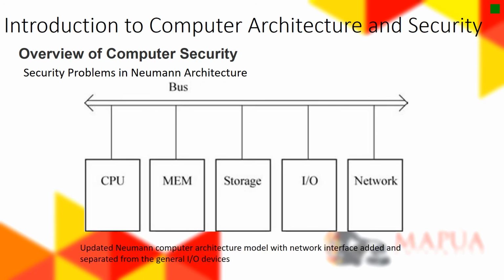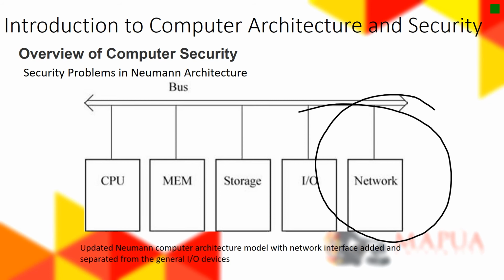So in the figure, a network interface or a network unit is added to the bus of a computer system. The I/O unit only deals with input-output devices such as the keyboard, the mouse, displays, and so on. The network interface is responsible for communicating with computers and devices over the internet. The separation of the network unit from the general I/O devices offers great advantages.